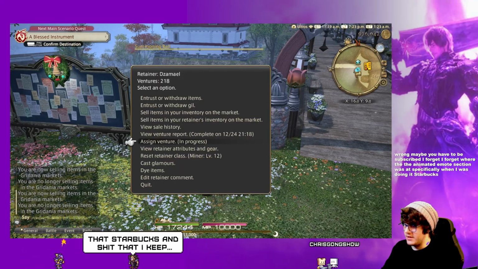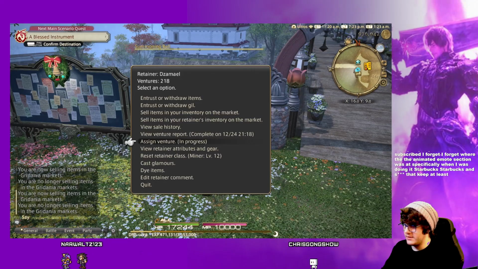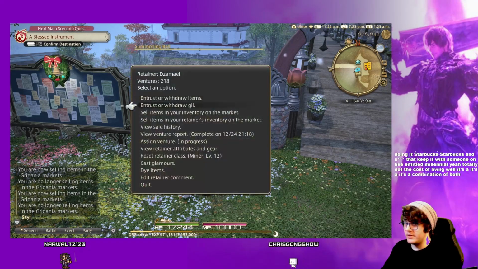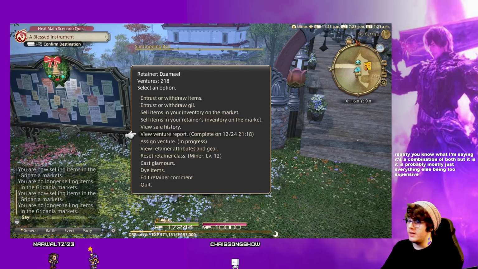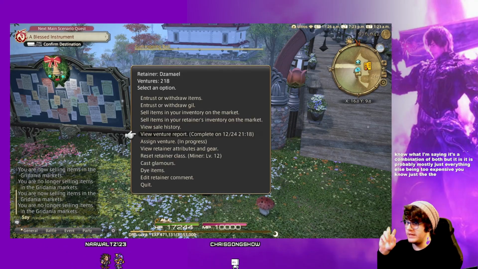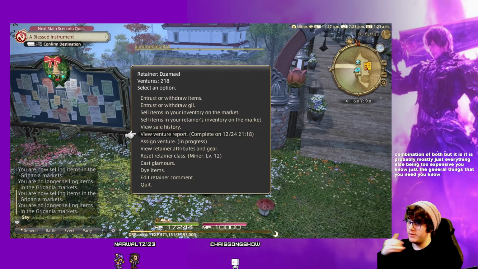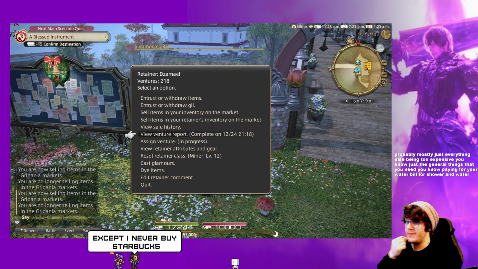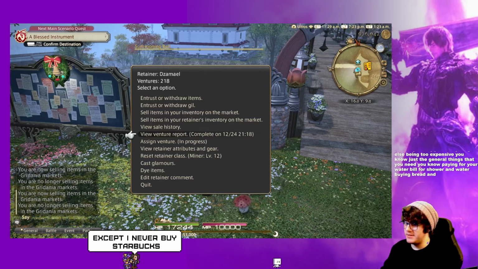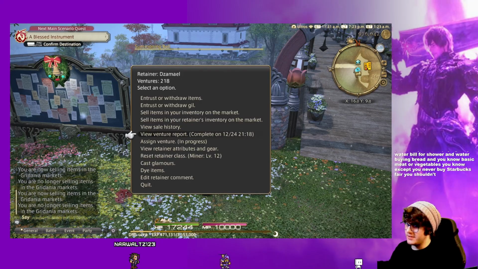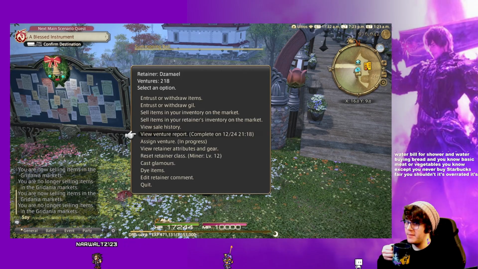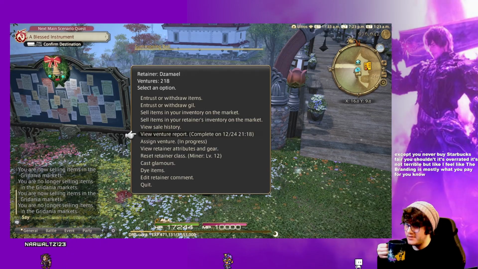Starbucks and stuff that you keep wasting money on, like an entitled millennial. Yeah, hold on, at the cost of living. Well, it's a combination of both, in reality, you know what I'm saying? But it is probably mostly just everything else being too expensive. Just the general things that you need, like paying your water bill for shower and water, buying bread and basic meat or vegetables, except you never buy Starbucks. Fair, you shouldn't. It's overrated. It's not terrible, but I feel like the branding is mostly what you pay for. I've had Starbucks stuff.